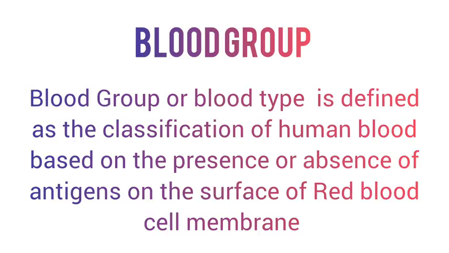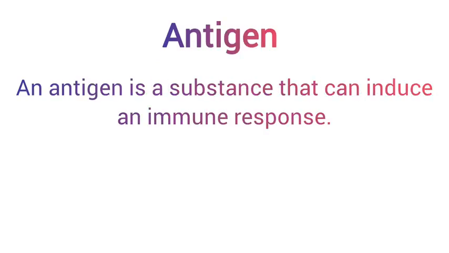Okay. For starters, let's discuss what blood group is. Blood group or blood type is defined as a classification of human blood based on the presence or absence of antigen on the surface of red blood cell. Now, I'm sure you might be wondering what the meaning of antigen is. Let's go further. Antigen is a substance that induces an immune response.